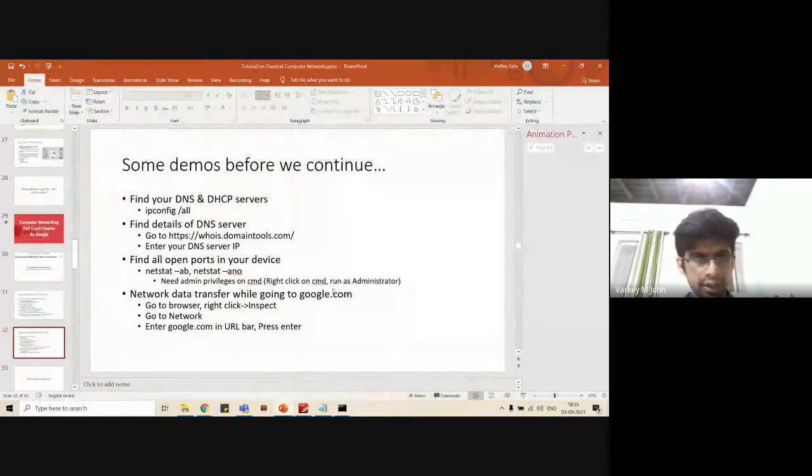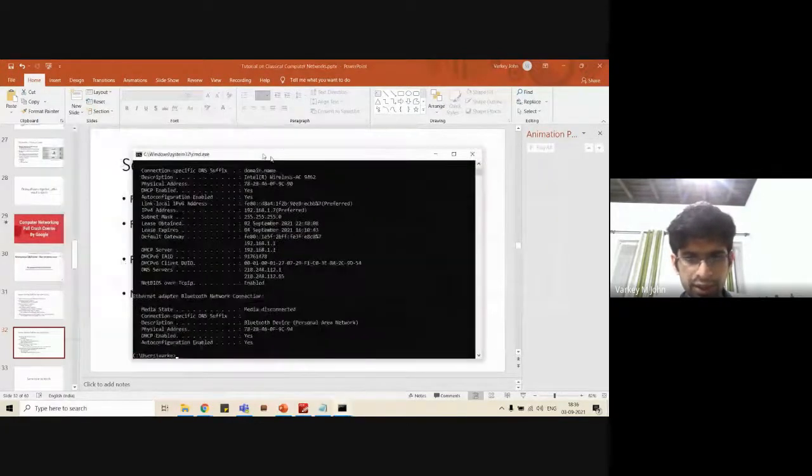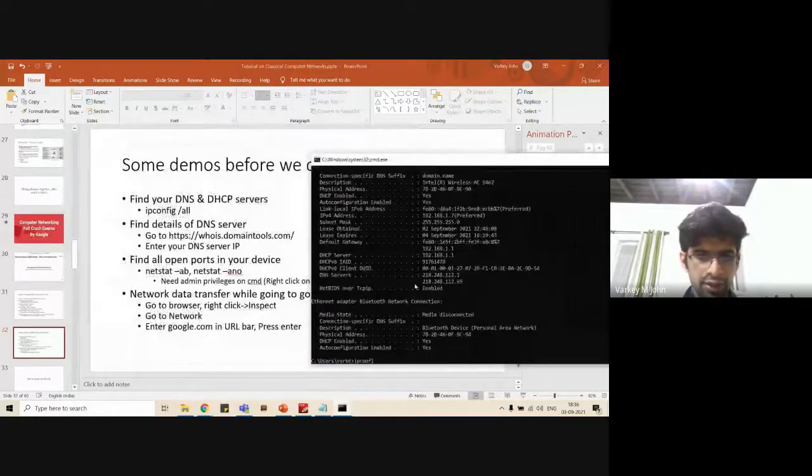You can find the DNS and DHCP servers that you are connected to. A DNS server is basically the server that gives you the IP address for a particular domain name. If you give google.com, this server tells you which IP address you should be going to. For that, you can just write ipconfig /all, and then you get all this data.